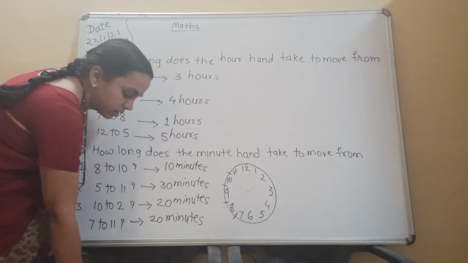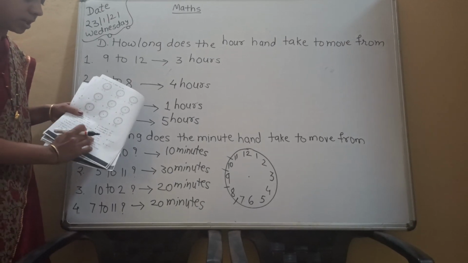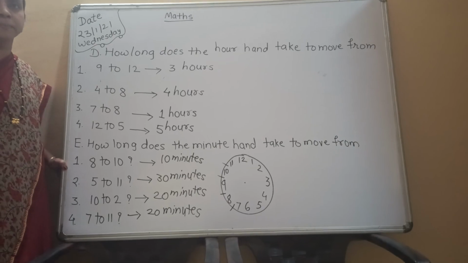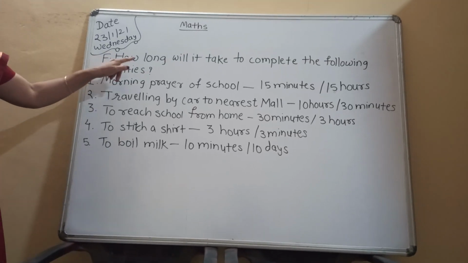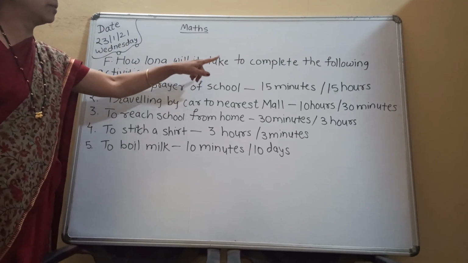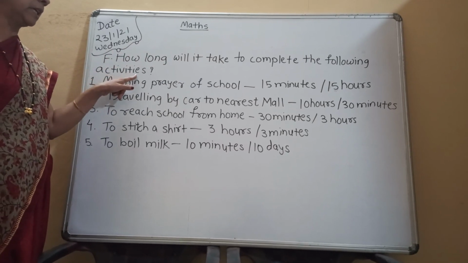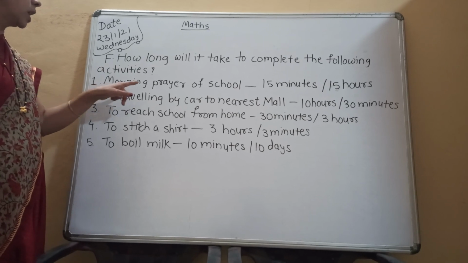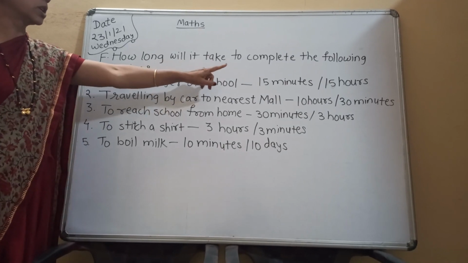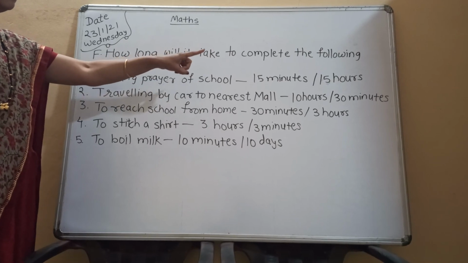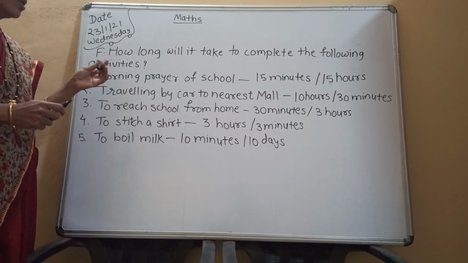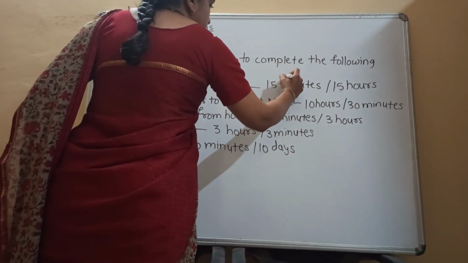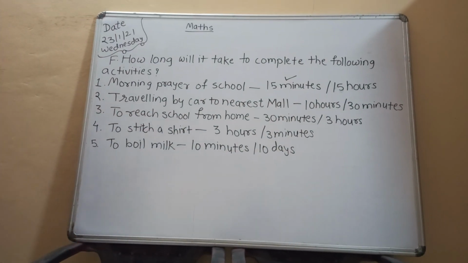So here in your textbook only you have to complete all these answers. Now see F question. How long will it take to complete the following activities? Some activities are given here. First example is morning prayer of school. What is the option? 15 minutes or 15 hours. So our morning prayer is only of 15 minutes. So tick mark on this 15 minutes.